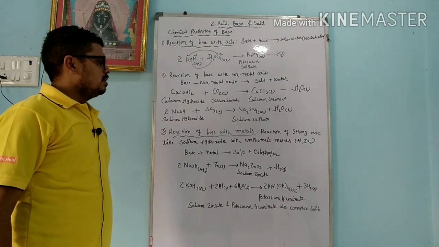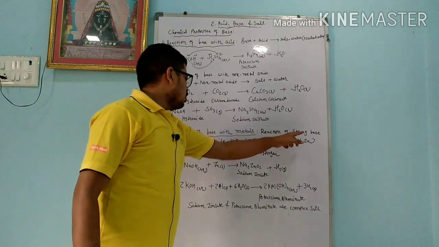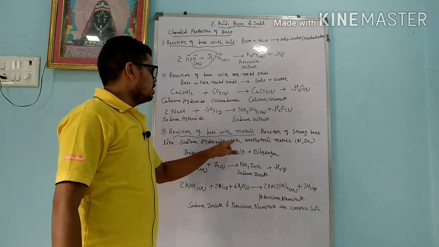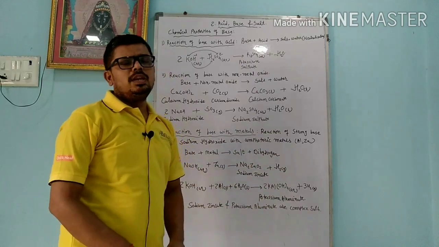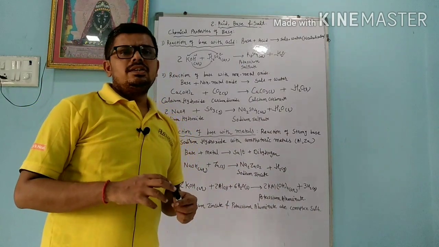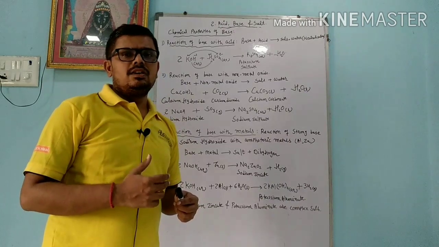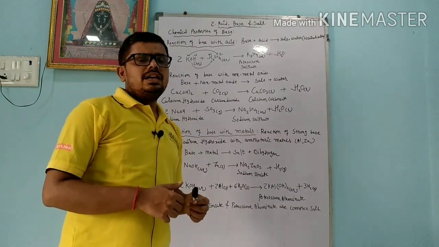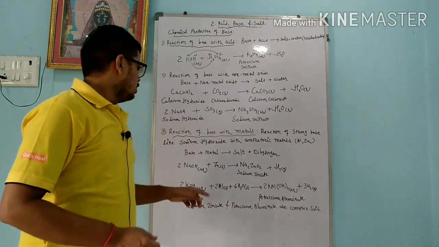Reaction of base with the metal. Reaction of the strong base like sodium hydroxide with amphoteric metal like aluminium and zinc. Amphoteric metal means those metal in some condition they can act as acid as well as base, they are called the amphoteric metal, and by that way we get the complex salt.